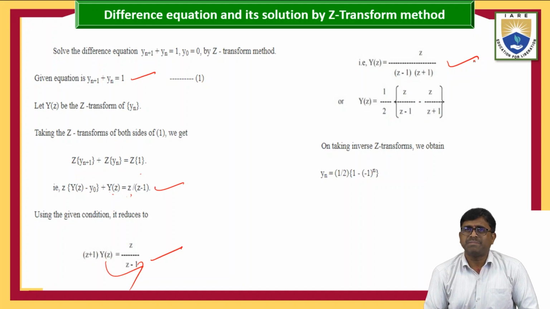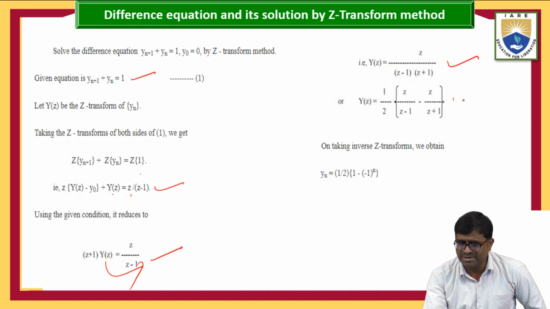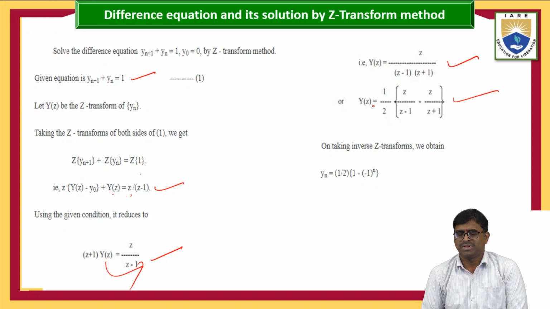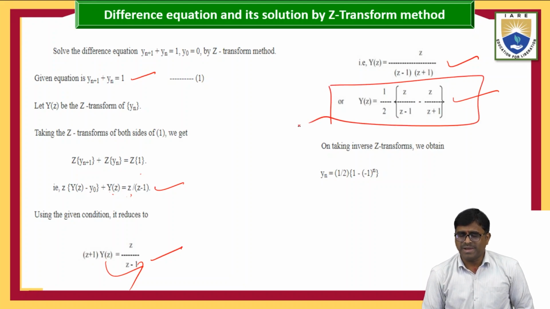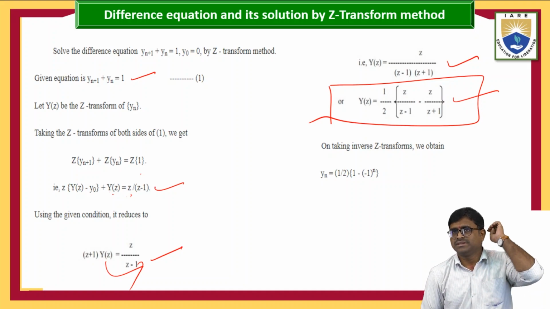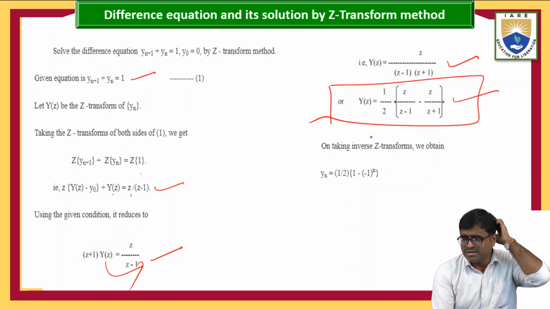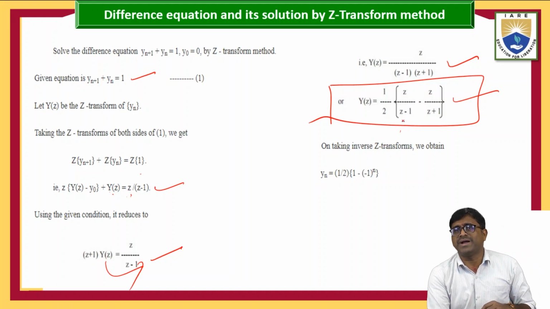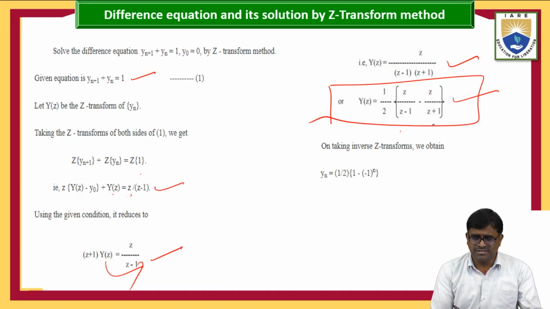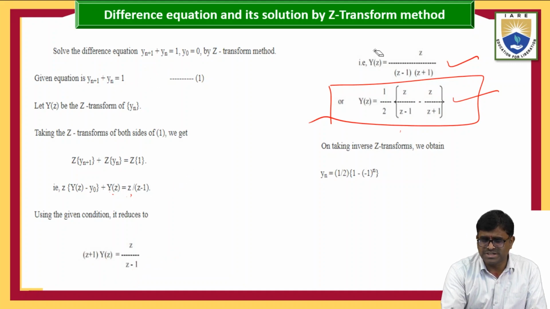Again, the same method. By applying partial fractions, we get the values. For this one, in the partial fraction A by Z minus 1, B by Z plus 1, the A value is 1 by 2 and the B value is 1 by 2. So we got this answer. After that, we have to apply the inverse Z transform. So Y of Z is converted to Y of n equal to 1 by 2 into 1 minus (minus 1) whole power of n. This is one example for finding the inverse Z transform.